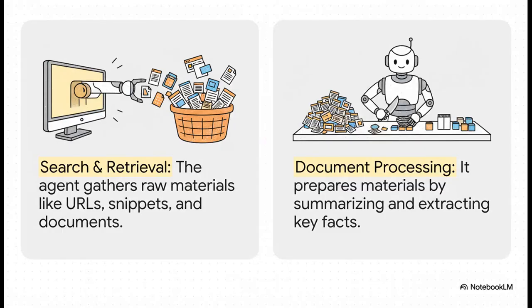Okay, once the plan is set, the agent starts gathering and processing information. And it's really important to see these as two totally separate steps. Search and retrieval is just about getting the raw materials, right? Finding all the URLs, snippets, and documents. But document processing, that's the prep work. That's where it summarizes things, pulls out key facts, and gets everything ready for the main analysis.